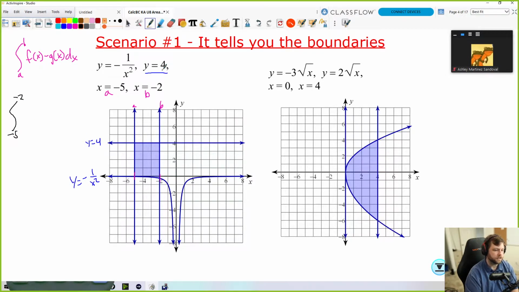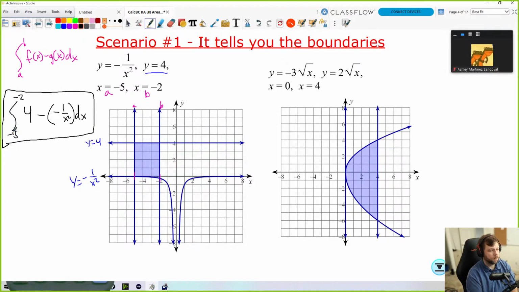Now, which function's on top? Well, clearly the y equals 4 is on top. So I can go 4 and then minus the other function, which is -1 over x squared. And that would be how I'd set it up. For these problems, I'm just showing you how to set it up. I don't want to evaluate it. I don't want to deal with that math right now.